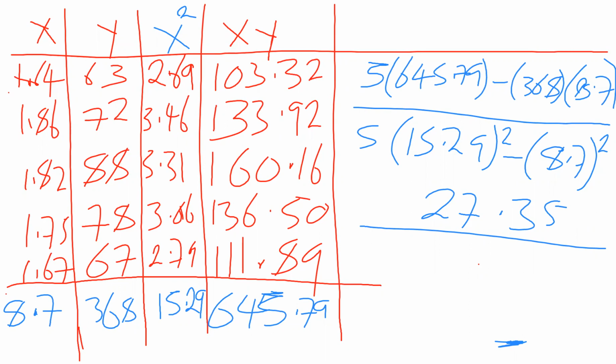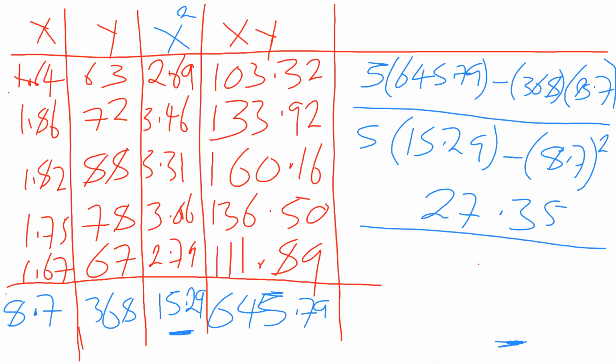Oh, you don't square this one. This one is not squared because the 15.29 is already squared. You get it, right? You don't square it again because the formula is n times the summation of x squared, not squaring the summation, right?